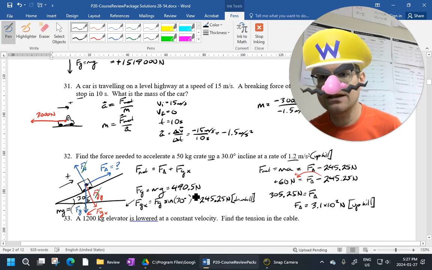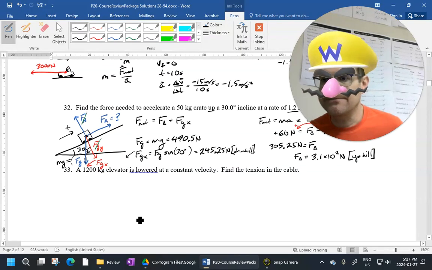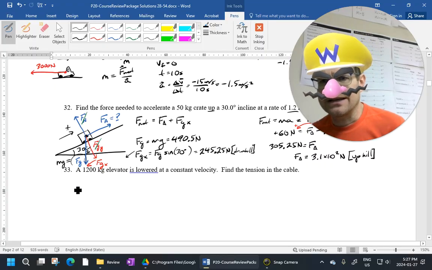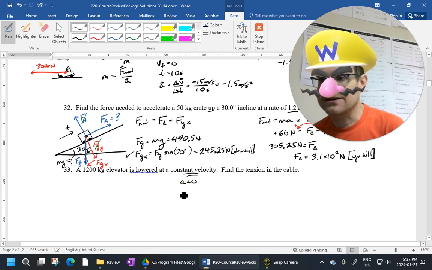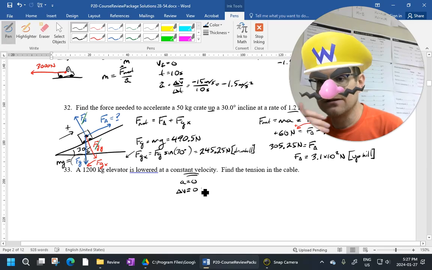Okay. Elevator is loaded at a constant rate. What's the tension in the cable? I'm thinking, okay, that's kind of weird. How come they don't give us anything? They give us this constant rate. Because the constant rate, what that means, constant velocity, it just means that my A is equal to 0. There's no change in velocity, right? Change in velocity is 0, so A has to be 0.